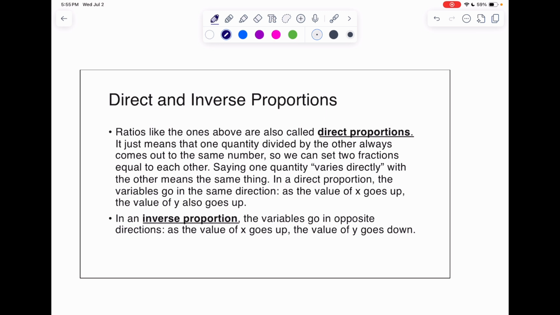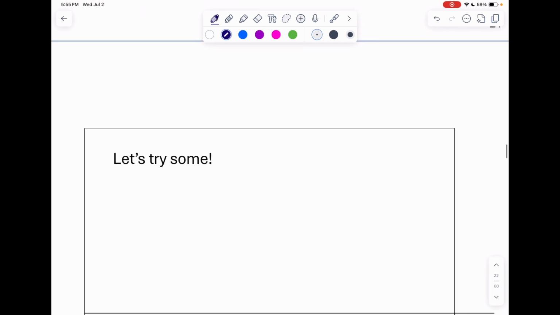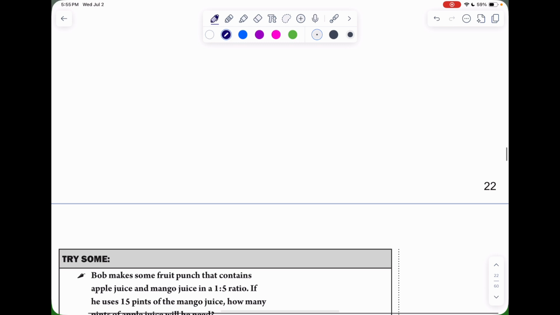Inverse proportion, the variables go in opposite directions. So as one value increases, the other one decreases. You can say as one goes up, the other goes down. So let's try some of these ratios.